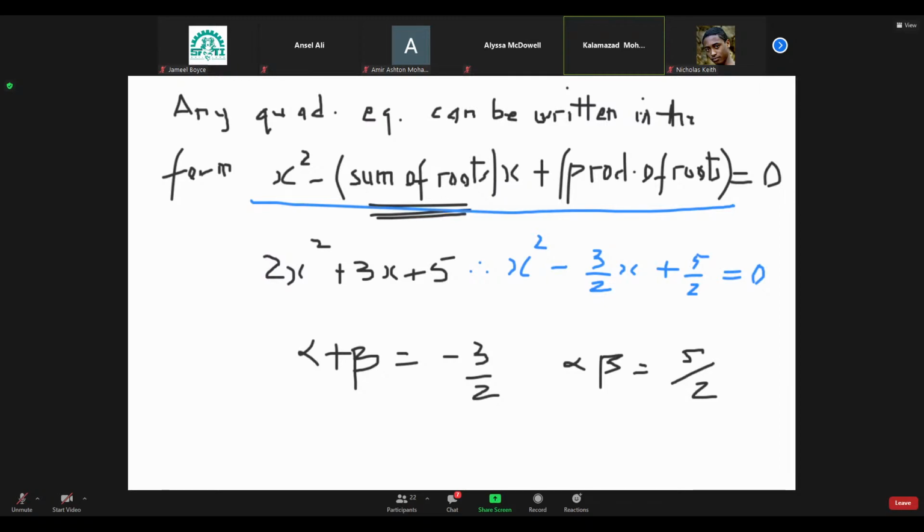Sorry, plus. So alpha plus beta would be minus, right? The sum of the roots. And alpha multiplied by beta would be the product of the roots. Okay? All right.